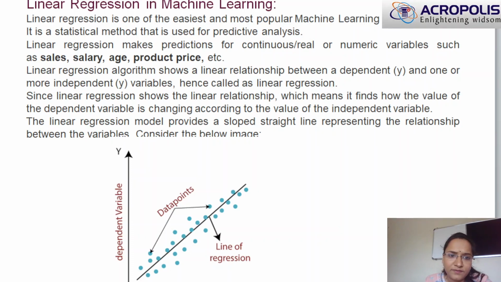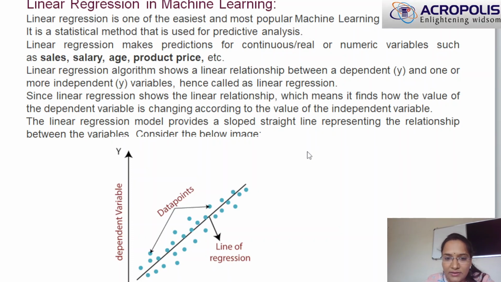Now linear regression shows a linear relationship between y and x, where the dependent variable is y and the independent variable is x. Since linear regression shows a linear relationship, it finds out how the value of the dependent variable is changing with the help of the independent variable. The linear regression model provides a sloped straight line representing the relationship between the variables.